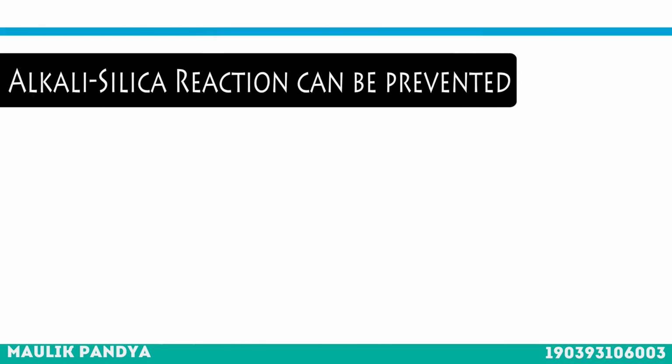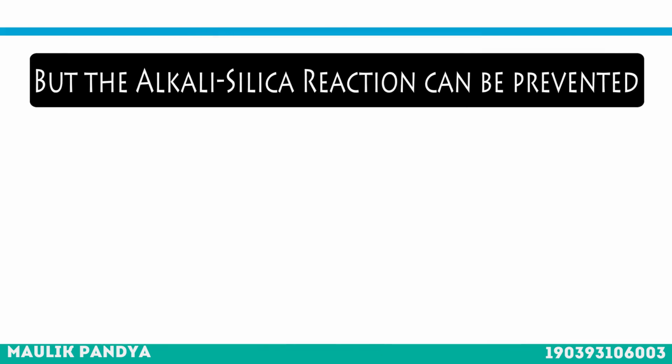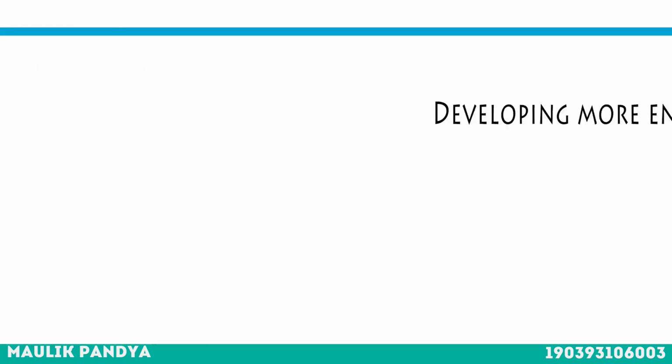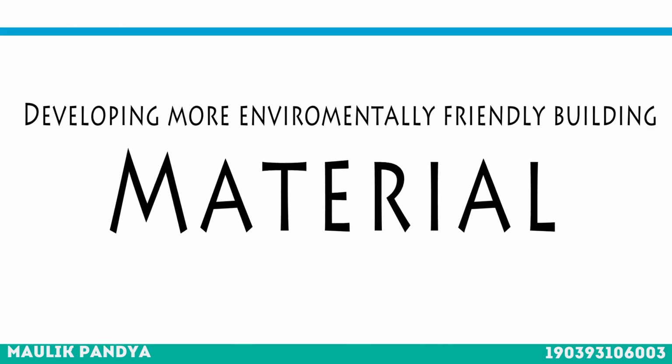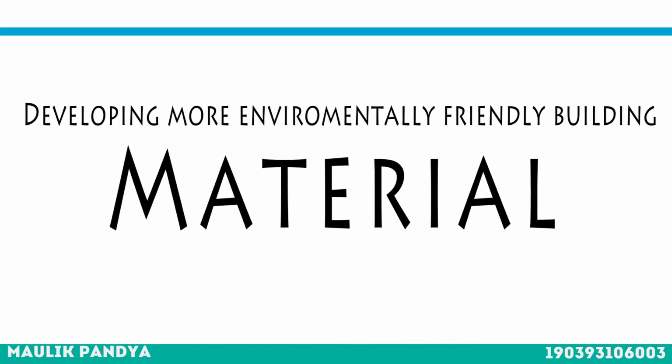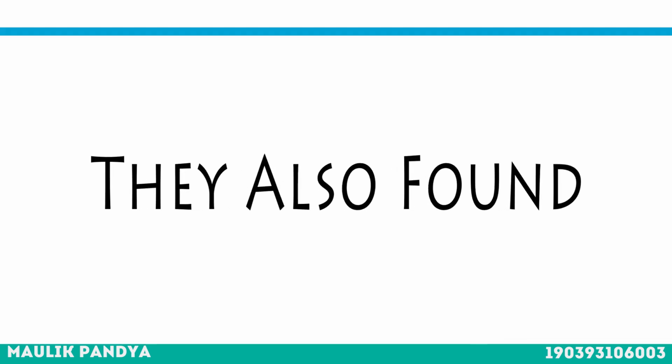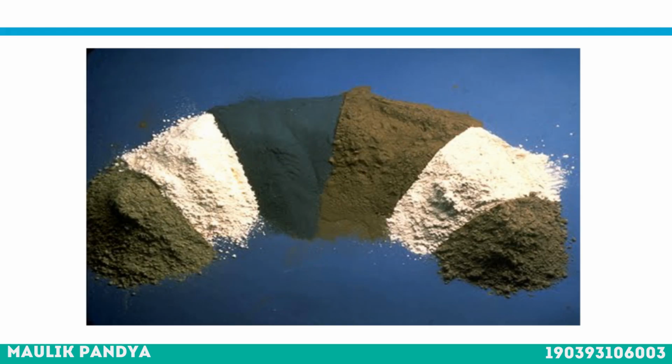But the alkali-silica reaction can be prevented. Engineers at Columbia University, committed to developing more environmentally friendly building materials, discovered that the reaction can be avoided if the glass is ground finely enough to pass through a 50 mesh or smaller screen. They also found that the mineral admixture metakaolin will suppress the reaction, an effective but expensive solution.